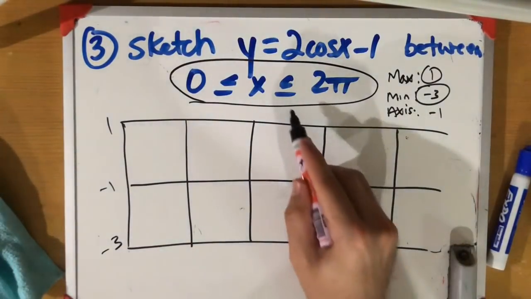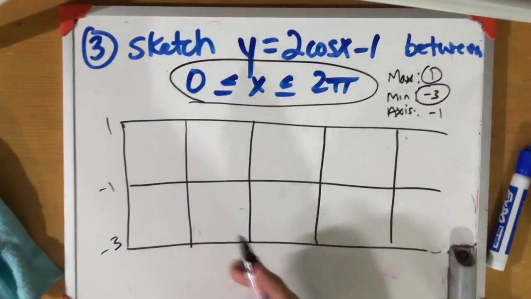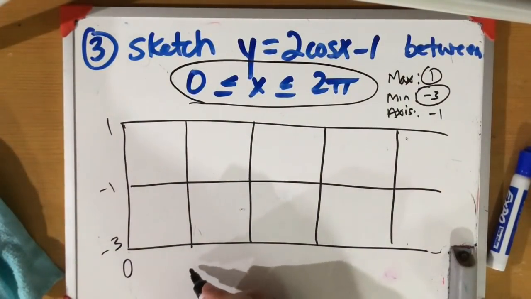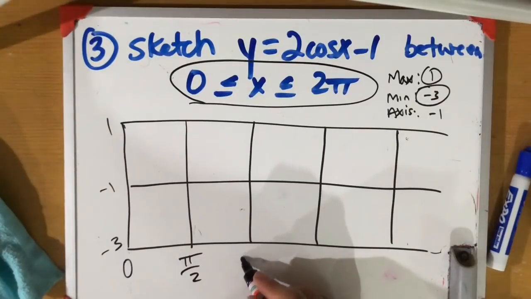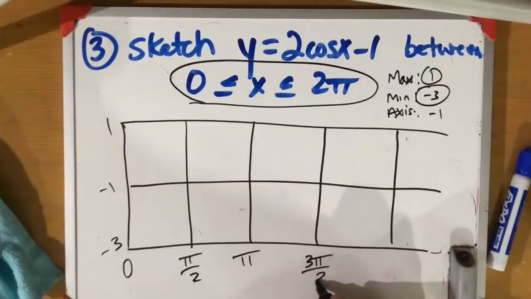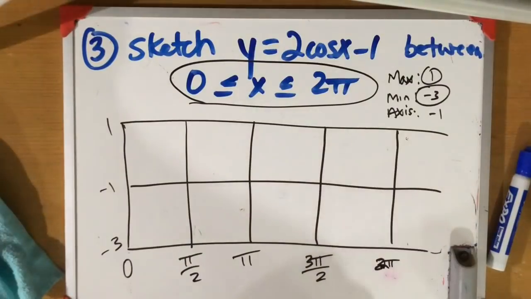Again, we have to put this in radians. So instead of going from 0 to 90 to 180 to 270 to 360, we are going in radians now. That will look like 0. 90 is pi over 2. 180 is pi. 270 is 3 pi over 2. And 360 is equivalent to 2 pi. And again, this looks like that.